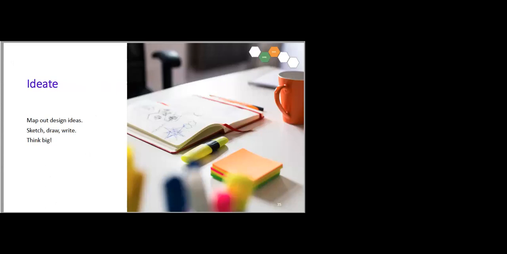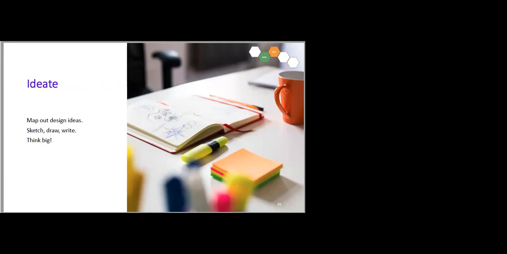So this is all part of the research phase, but once you've collected all these ideas, you've gained this insight from your users, you've got these really deep reflections and experiences. Now you can take all that and you ideate, you start creating your solutions, you draw, you sketch, you write, you think big, think out of the box. Don't think about budget at this phase, just really think big.